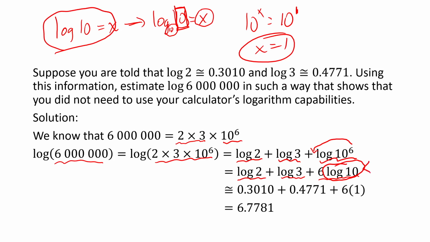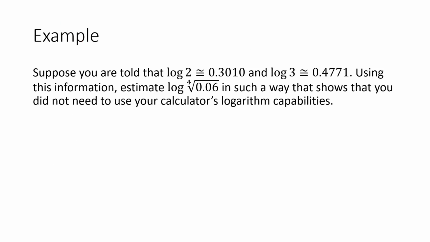So we can see where it says 6 log 10 right there. We can say that's the same as 6 times 1. So what we're really looking at is 0.3010 plus 0.4771 plus 6 times 1. These are both approximate values, so we have to put an approximately symbol here. And the answer is 6.7781. So if you use your calculator to determine the log of 6 million, it'll be roughly 6.7781.